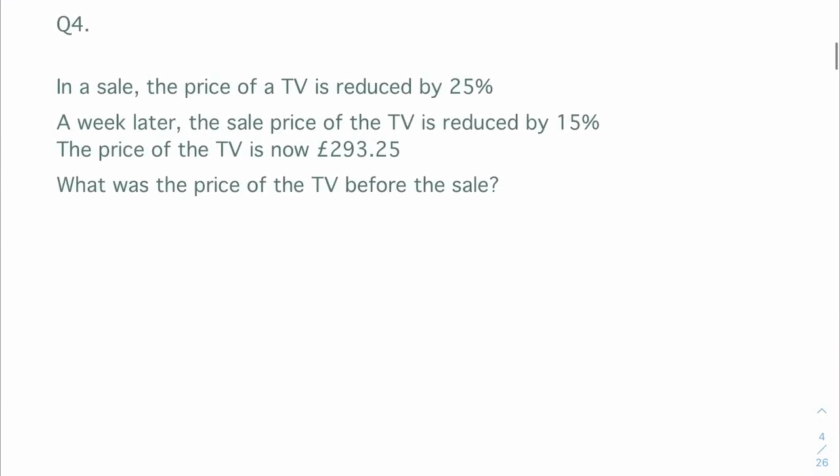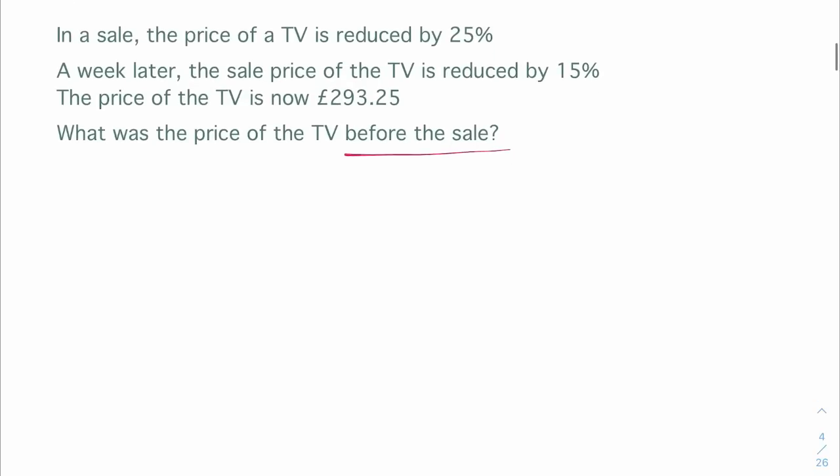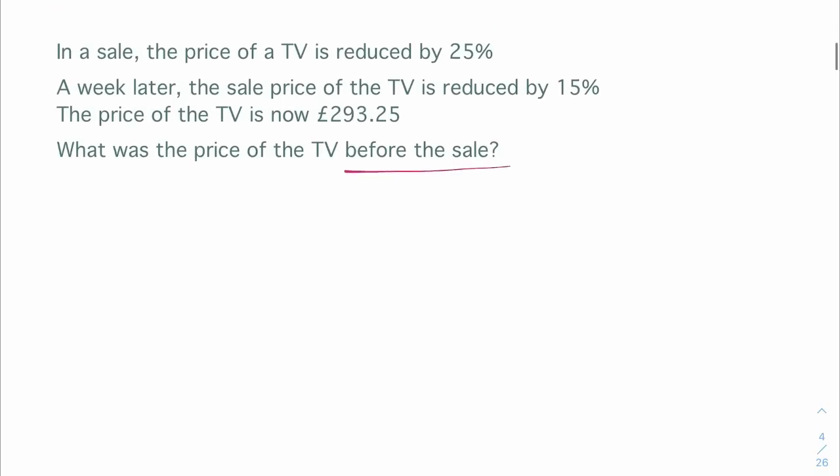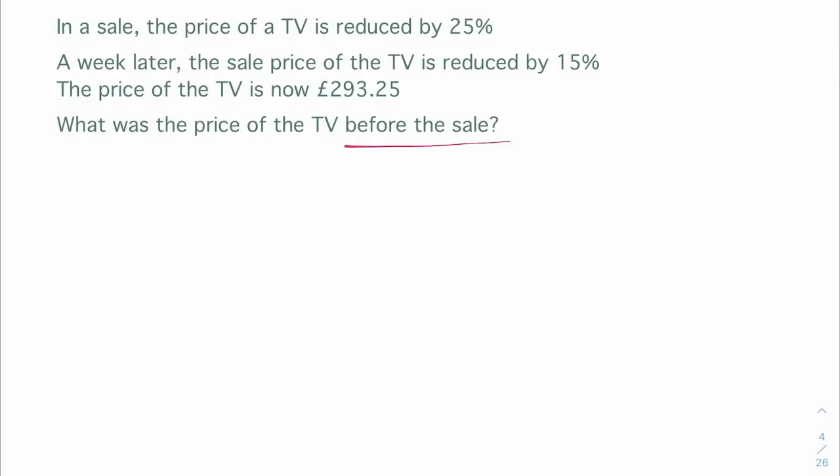So it says here, in a sale, the price of a TV is reduced by 25%. A week later, it's reduced by 15%. The price of the TV is now £293.25. What was the price of the TV before the sale? Okay, so this is a reverse percentage. So we're going to use a similar approach here. You can use a bar method. I normally use that for non-calculator methods. When we have a calculator, we can do this in a much quicker way. But if you prefer the bar method, you can use that as well.